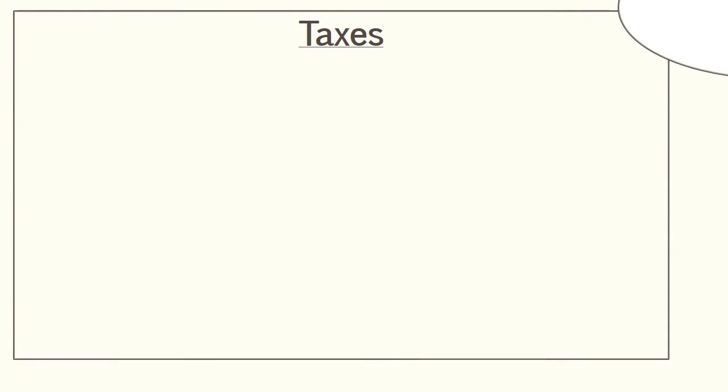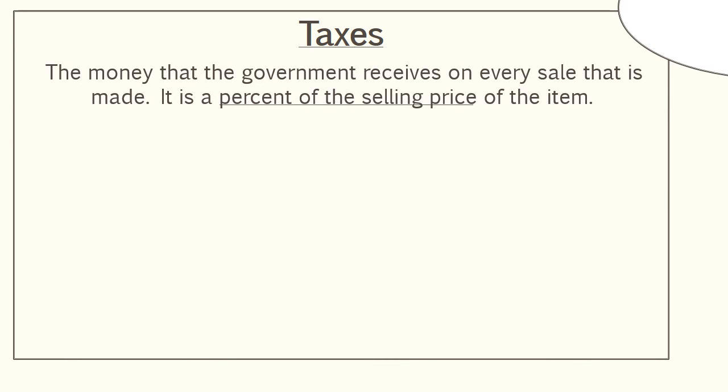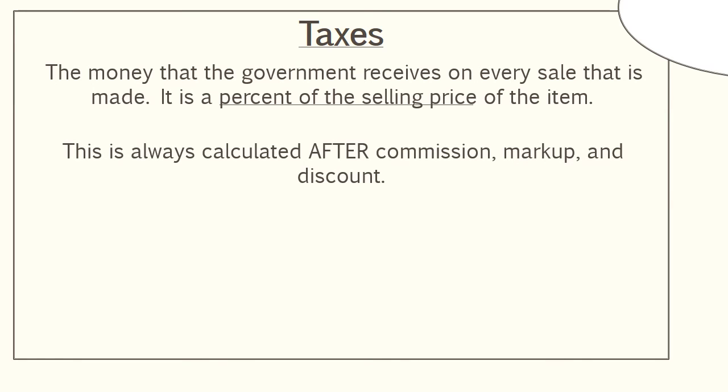So we take the selling price, we subtract off any discounts we have, and then we're going to have to add taxes to that in order to figure out what our final price is. The taxes are the money that the government receives on every sale. It's a percent of the selling price, and it's calculated after commissions, markups, and discounts. So you go to the store for that CD, the price is $12, you have a $2 off coupon, so it's now $10, and you're going to pay tax on that $10 purchase. Again, we'll find ways to calculate taxes in future videos.